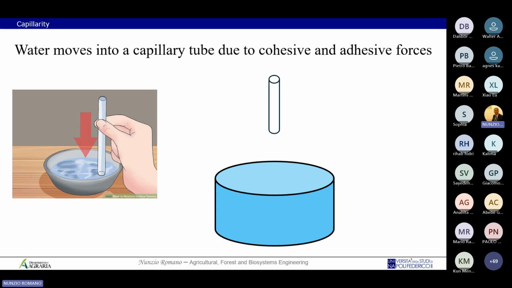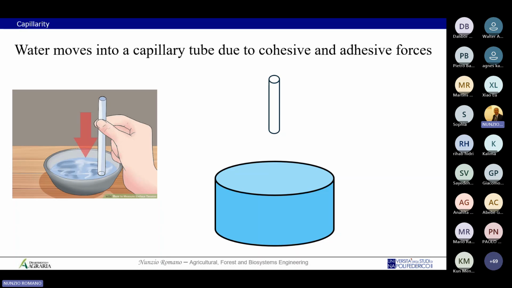So before introducing the matrix potential, let me talk a little bit about a very nice phenomenon that we have on our planet, the phenomenon of capillarity. If you put a capillary tube in a bowl, you see that there is a rising of water into this capillary tube. And this is due to cohesive and adhesive forces that generate this.